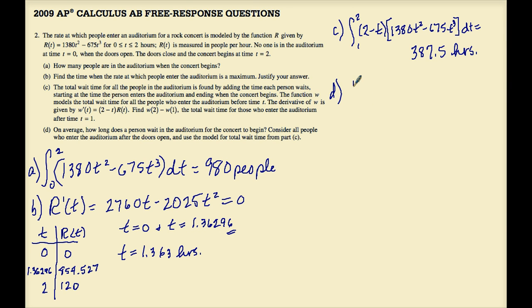So let's set up this integral. 1 over 980 from 0 to 2, 2 minus t, 1380 t squared minus 675 t cubed dt. That gives us a value of 0.776 hours. That means that each person waited approximately 0.776 hours for the concert to begin.